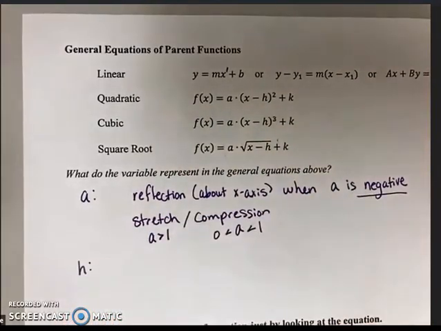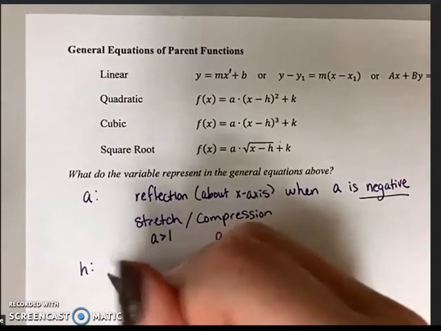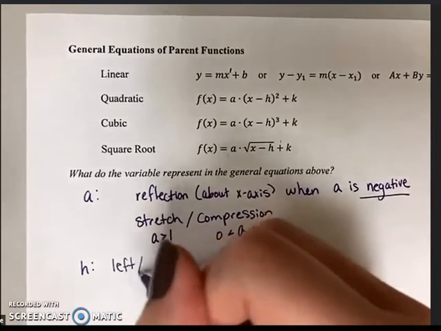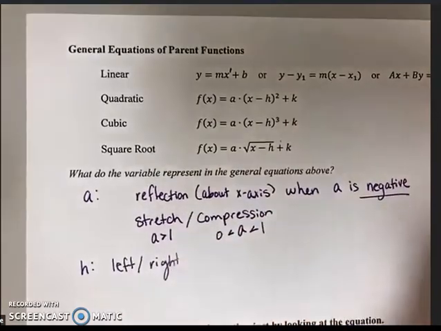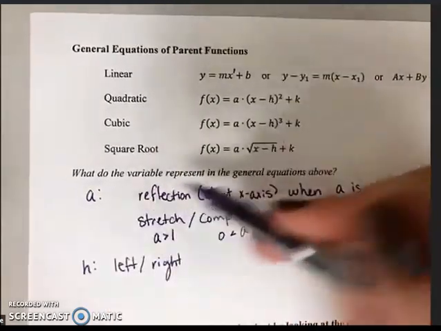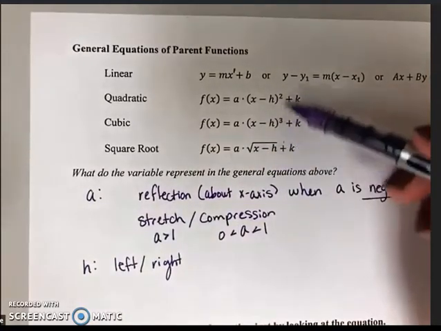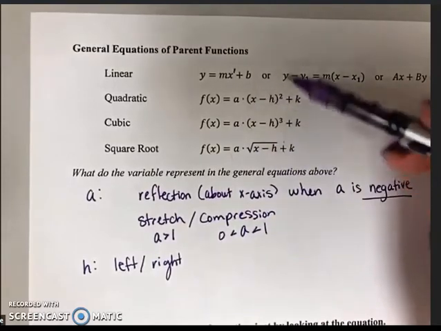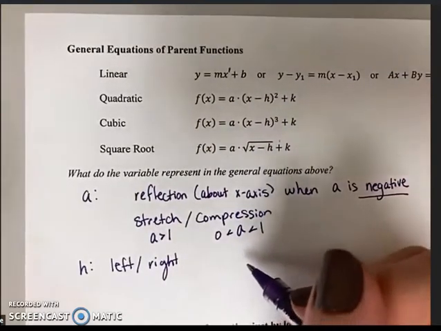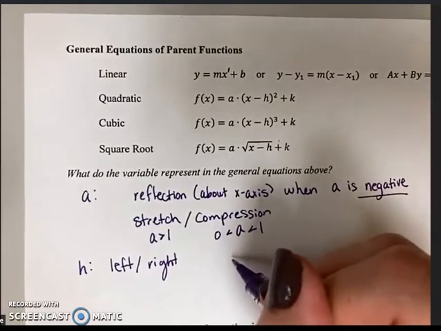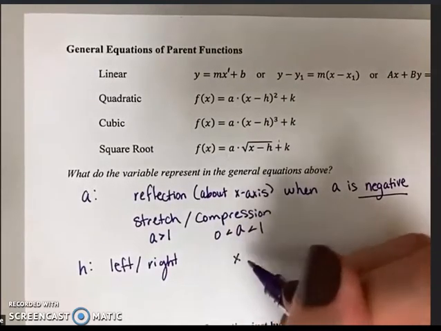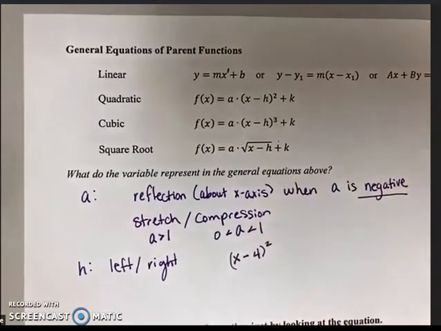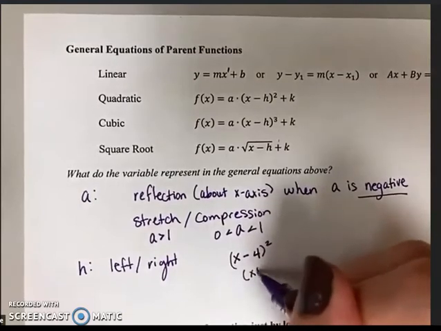The h value tells us if there is a horizontal transformation. So that means moving left or right. So that h value will be found within parentheses or underneath the root. So it's always going to be associated with that power. But we mentioned a little bit on the previous examples, if it looks like x minus 4 squared versus, let's say, x plus 2 squared.